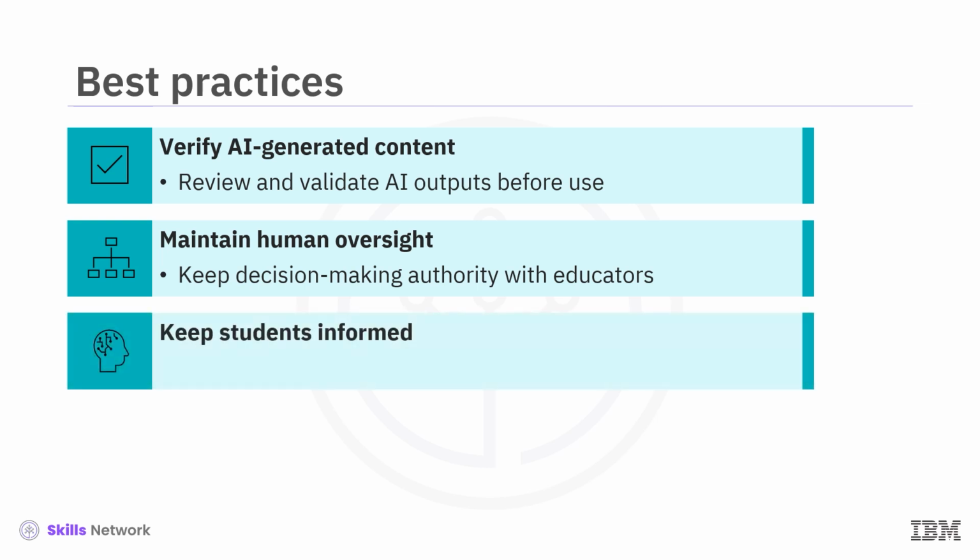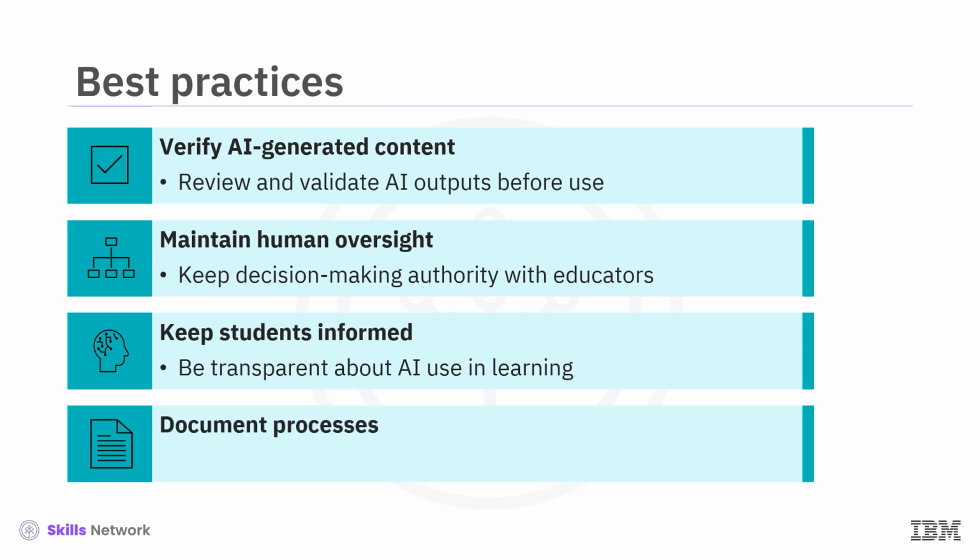It's also important to keep students informed. Be transparent about how AI is being used in their learning, especially when it comes to data privacy and tool functionality. Finally, document your processes. Keeping records of how AI is implemented and its impact will help refine strategies and demonstrate its effectiveness over time.